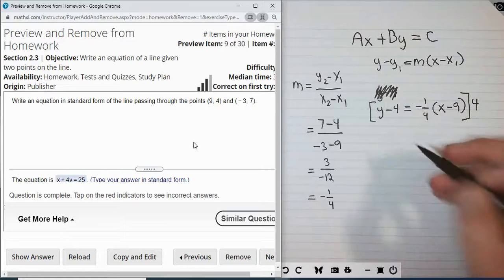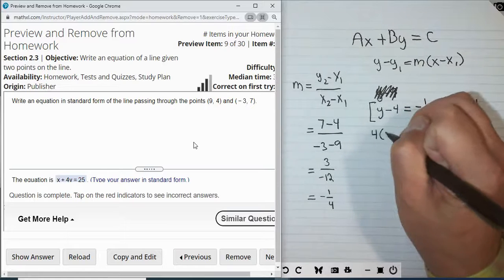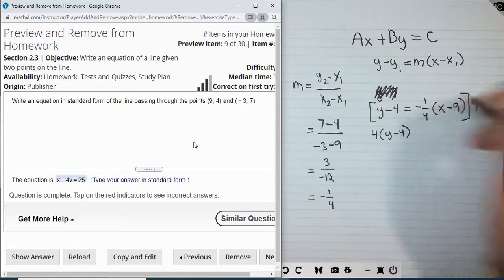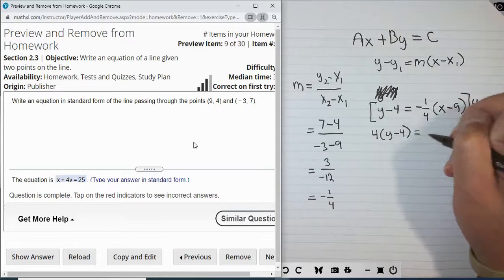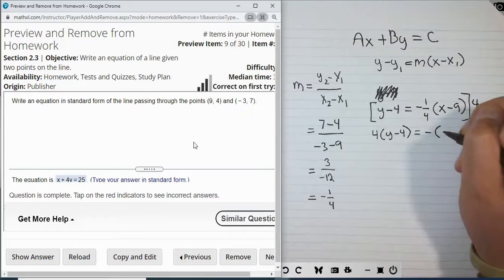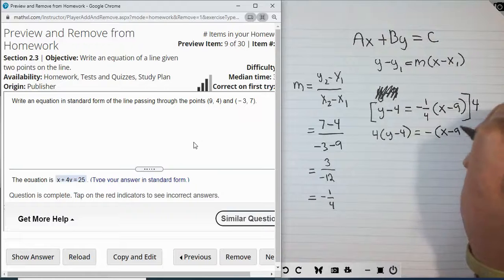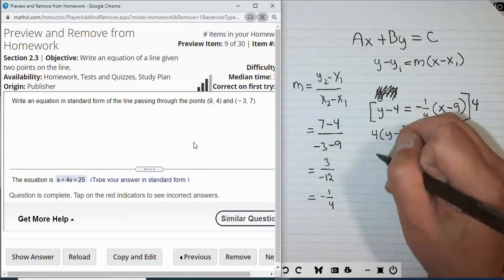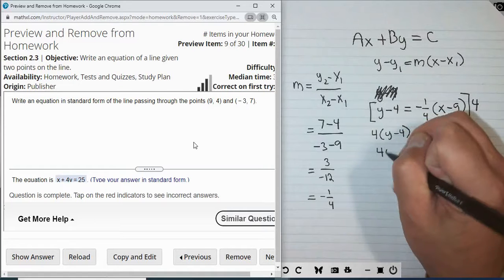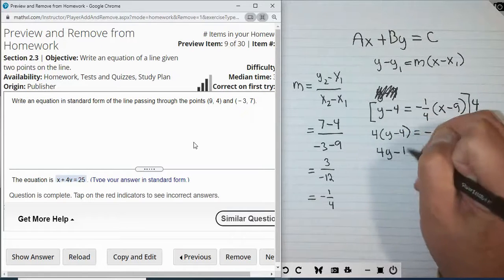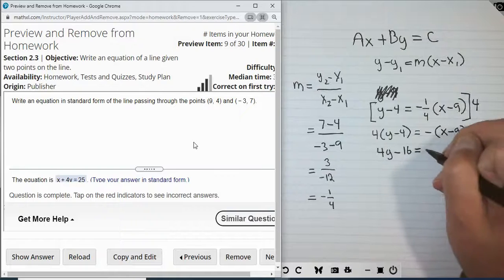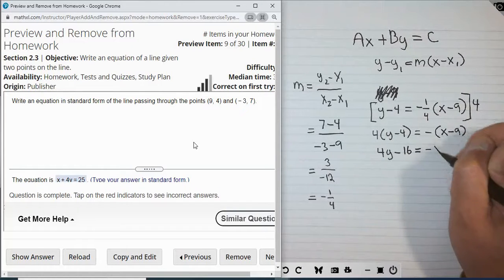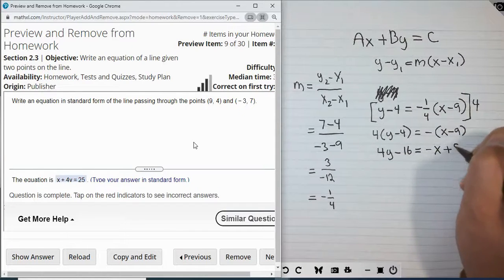So that means I'm going to multiply 4 times y minus 4, and 4 times negative 1/4 is negative 1. We'll just write it as a negative. All right, and in the next few steps, you'll be able to see how easily this translates into standard form if you do it this way. So now I'm going to distribute that 4, so I get 4y minus 16, and then I'll distribute that negative across the x minus 9, and I get negative x plus 9.